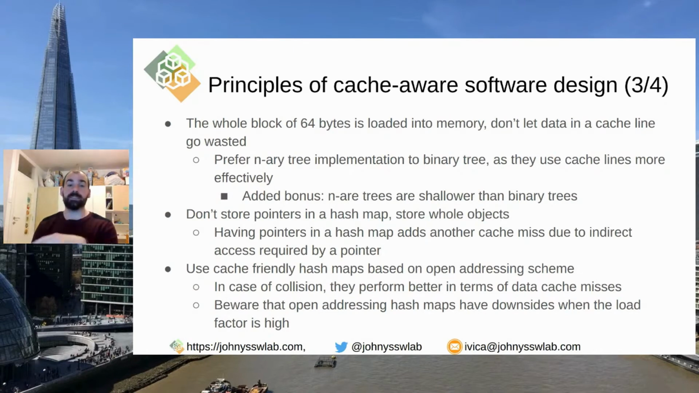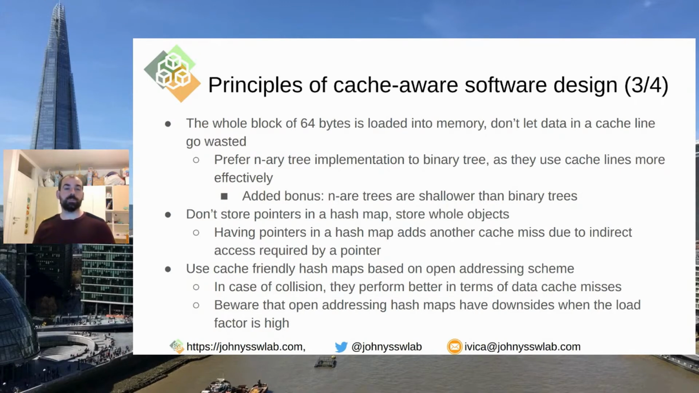And as an added bonus, n-ary trees are shallower than binary trees, so it takes less pointer indirection to get to the result. So n-ary trees are much faster than regular binary trees. They can be like 2 to 3 times faster.